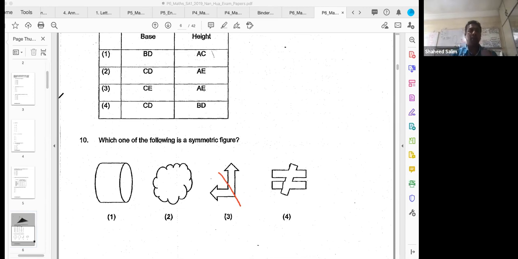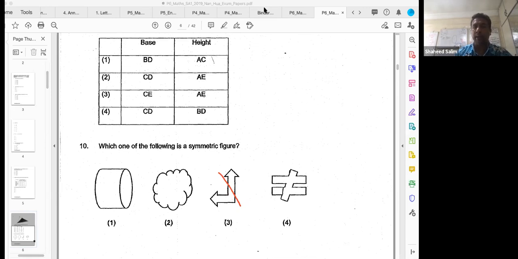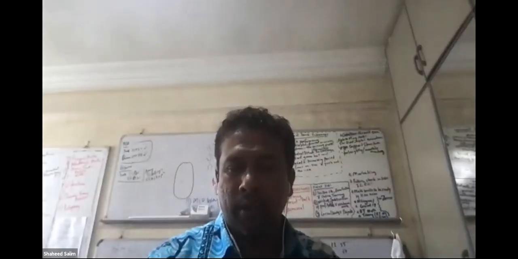Yes, number 1. Let us look at number 1. This is a 3D shape, right? When we cut it like a cake, we can cut exactly into 2 halves. So yes, this is a symmetric figure. This is like a button or something, you can cut exactly in the center. Okay, we move on to the next one.